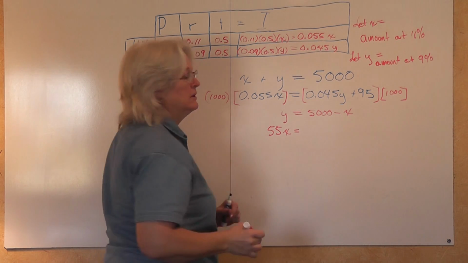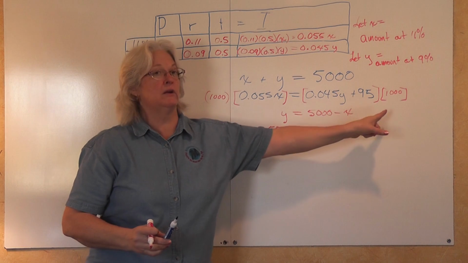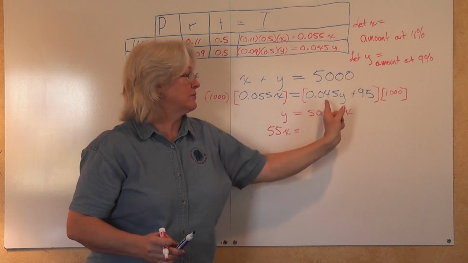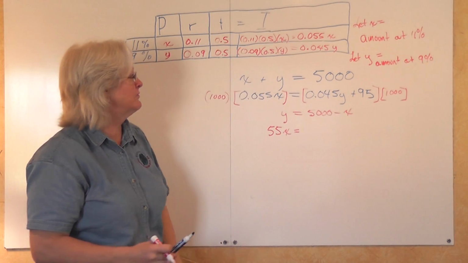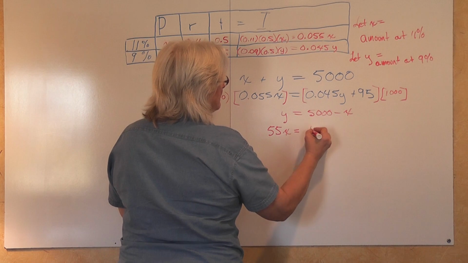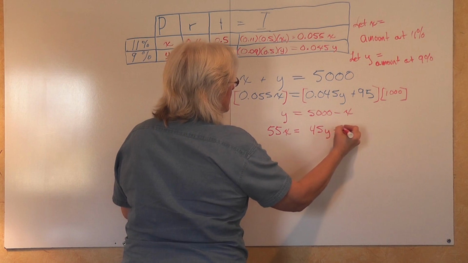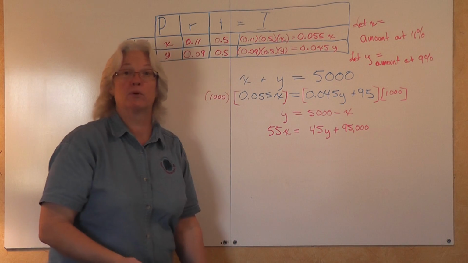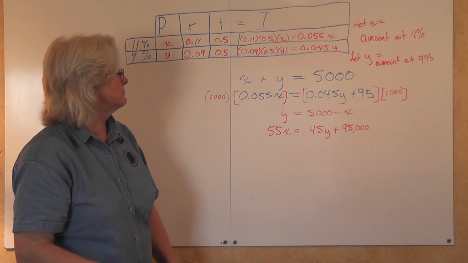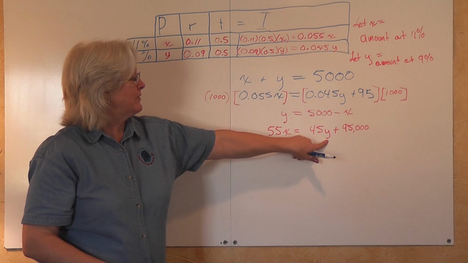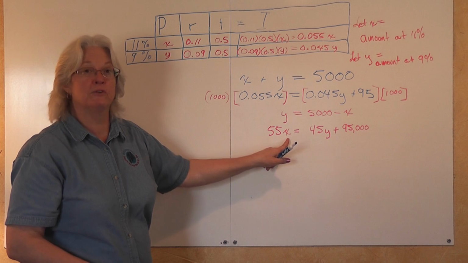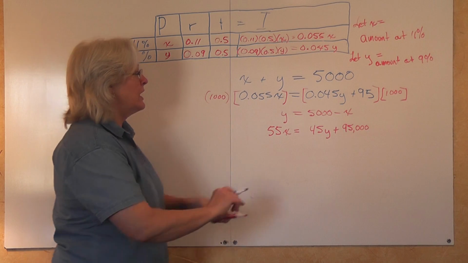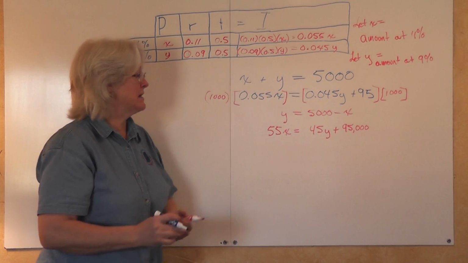1,000 times this, we end up with 55x is equal to, do you see what I have here? This is the distributive property. 1,000 times 95, 1,000 times 0.045. 55x is equal to 45y plus 95,000. Use your scratch paper and verify that. 45y, 55x. Now we can substitute the y value of 5,000 minus x.